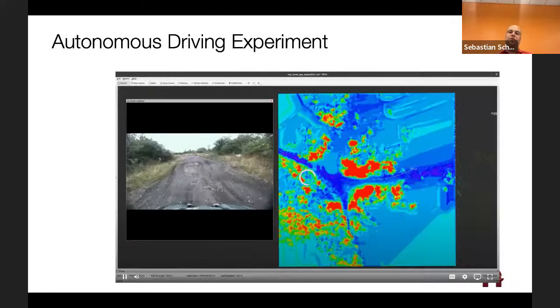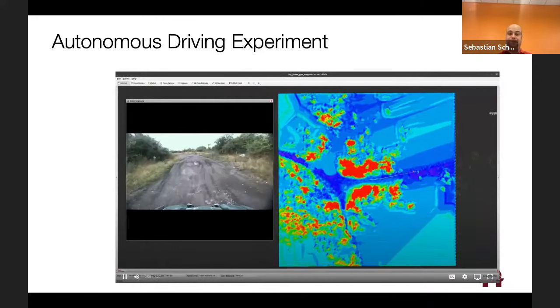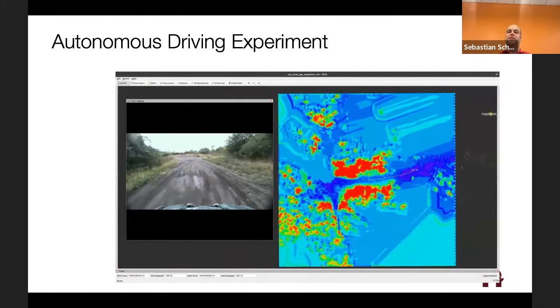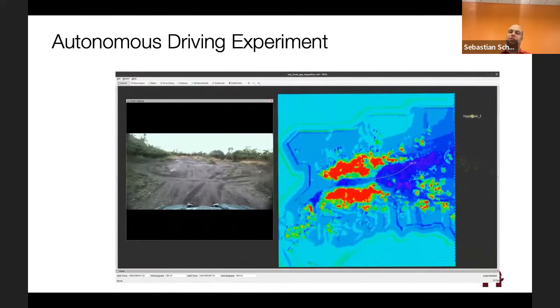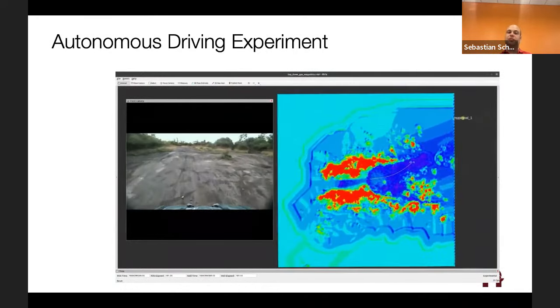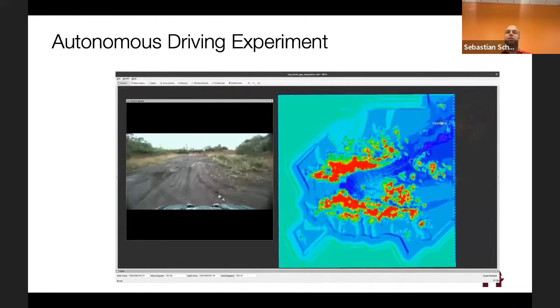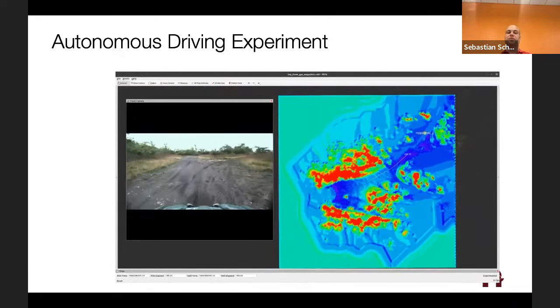So when we put this all together, we can then drive autonomously on trails, for example, and also figure out where we should drive or not, and depending on risk, we can adjust our risk portfolio.